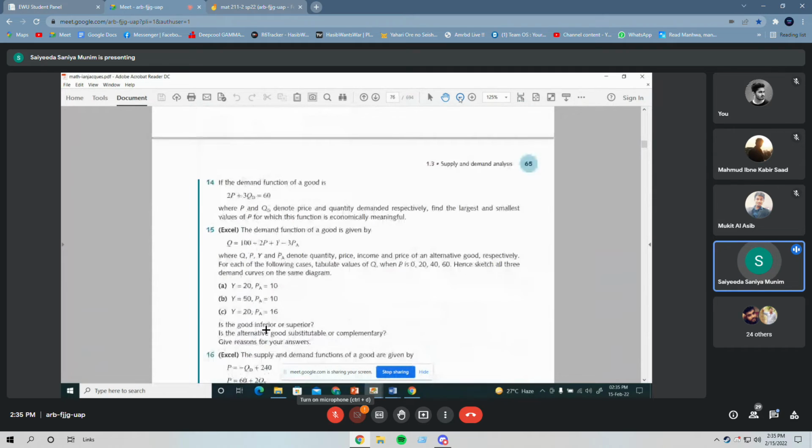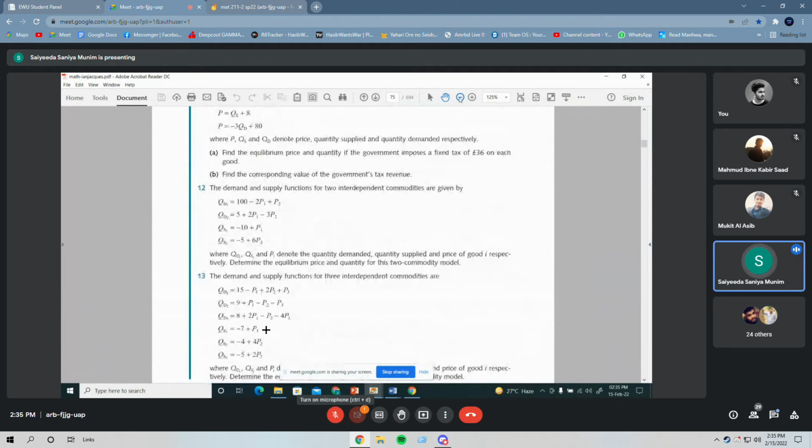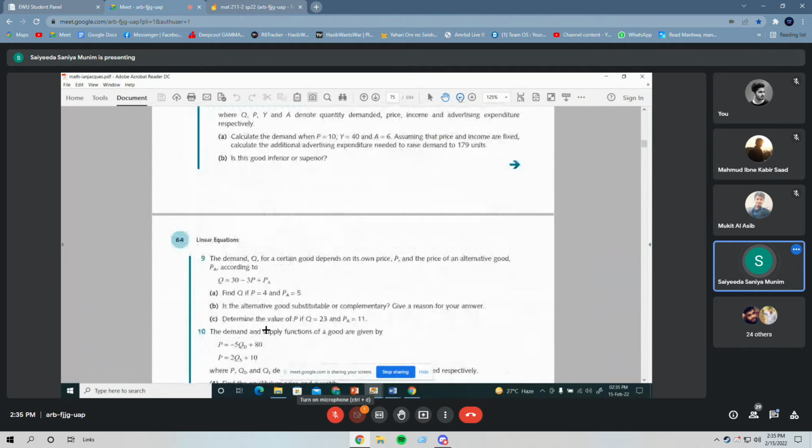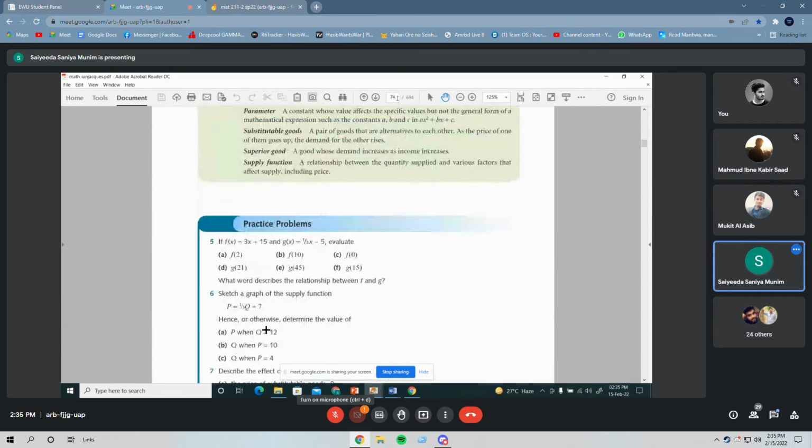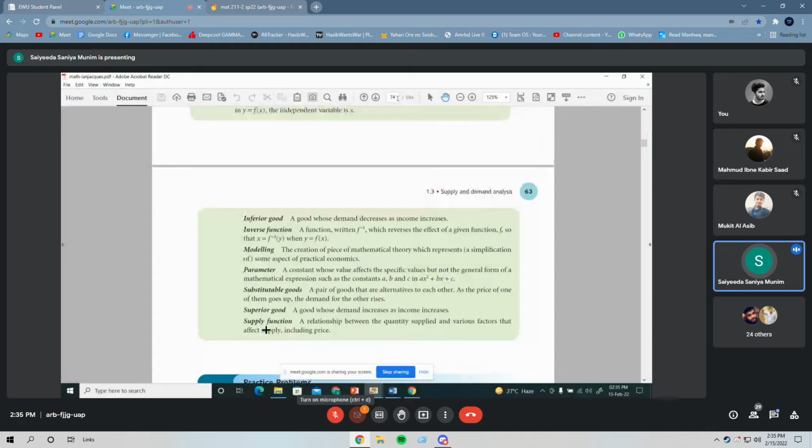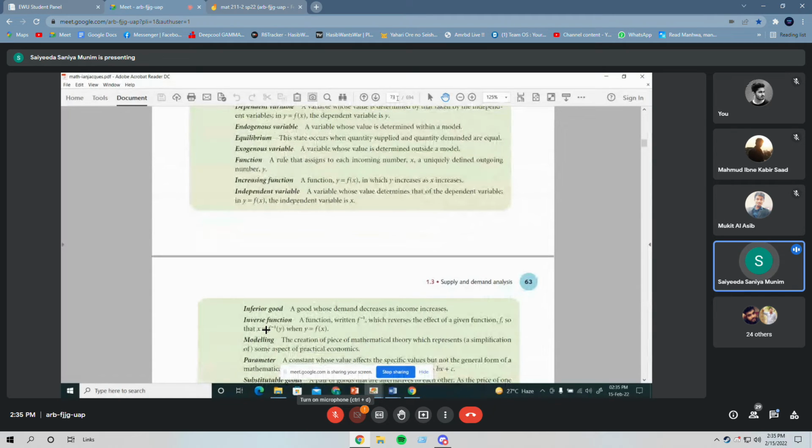Look at this chapter also for your practice on supply and demand. If you go to the PDF and type page 70 or 75, you'll get this chapter. Look at the problems here. Go through the chapter, supply and demand analysis.